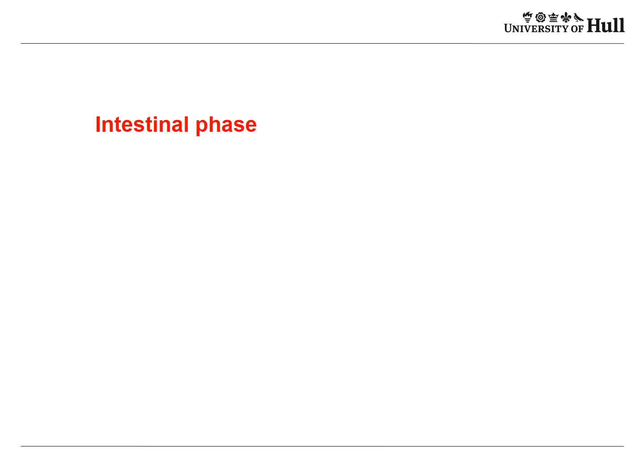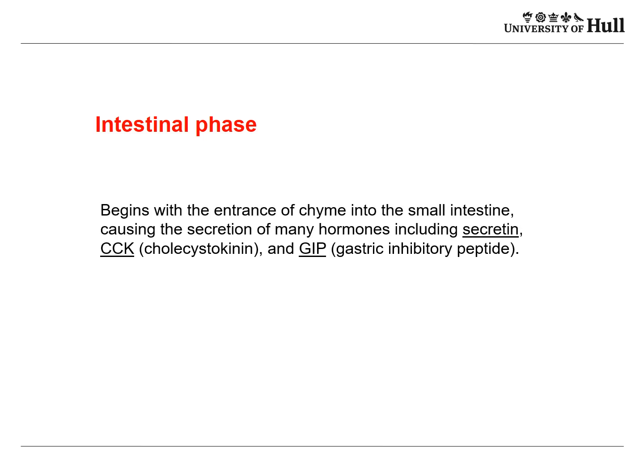And finally, the intestinal phase begins with the entrance of chyme into the small intestine, causing the secretion of many hormones, including secretin, cholecystokinin and gastric inhibitory peptide. The cholecystokinin stimulates, for example, the secretion of bile. Gastric inhibitory peptide, the action of that is self-explanatory. As the intestinal phase kicks in, the gastric phase is slowed down, and secretin helps to stimulate the secretion of other secretions in the small intestine, the enzymes and bicarbonate and so forth.